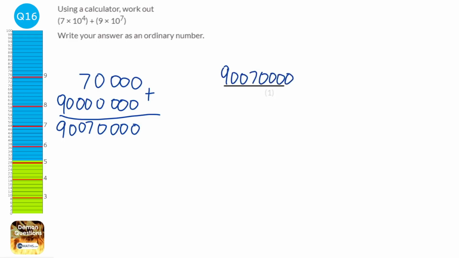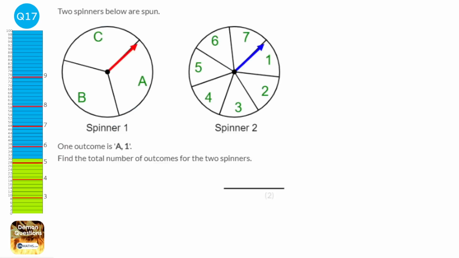Some people think there's a quick way of doing this, like adding the 7 and the 9. There isn't. You've just got to work out what this number is, work out what this number is, and add them together. There is quite an easy way of doing this question, but I'm going to show you the long way, and then we're going to work out what the quicker way is.